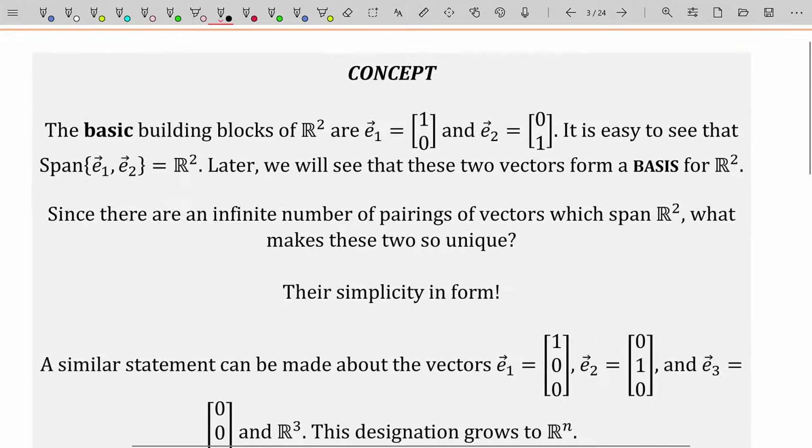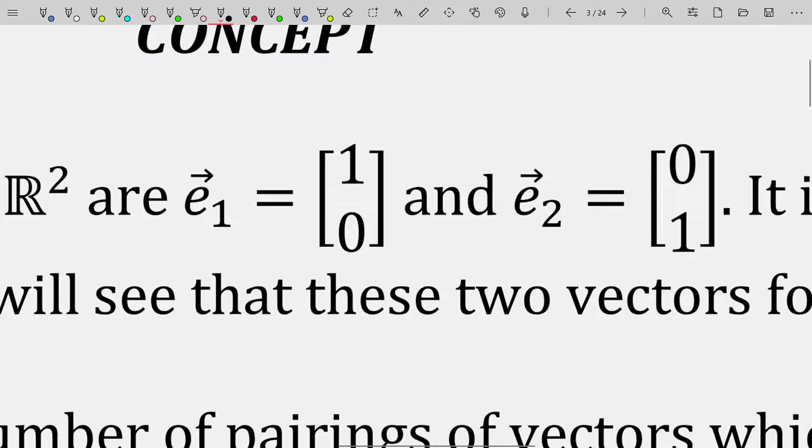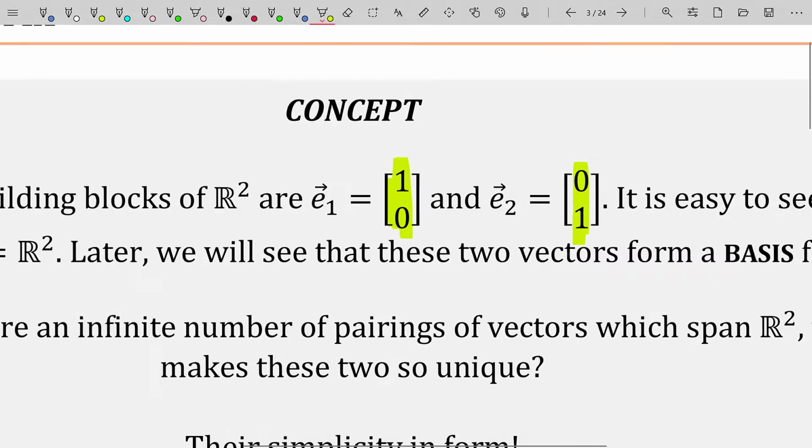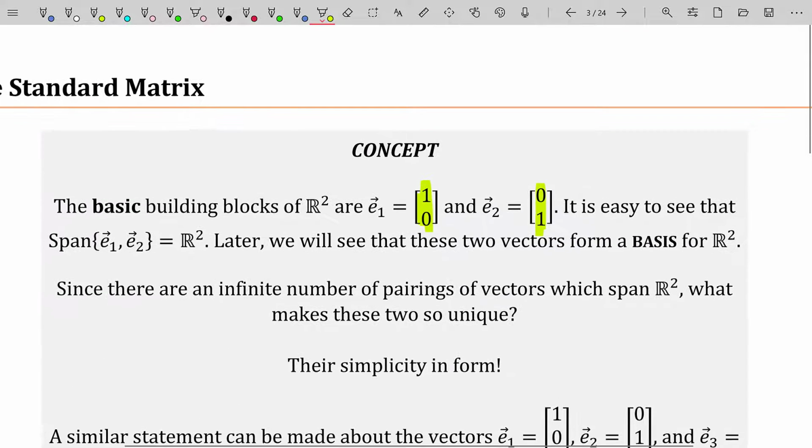So the basic building blocks of R squared are these two vectors, e sub 1 and e sub 2, (1, 0) and (0, 1). And it's pretty easy to see that those two vectors will build any vector you want in R squared. In other words, they span R squared. Let's say you have a vector that has components a and b, then that's just a times e sub 1 plus b times e sub 2.